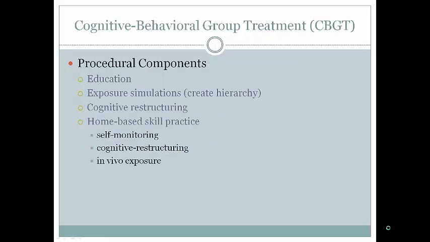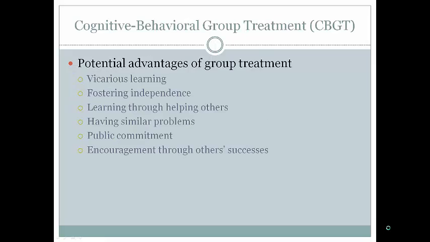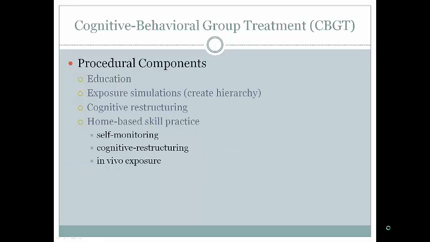So in terms of the procedural components, there's an educational component, which in many CBT-based groups is a psychoeducation component where you explain the theory behind social anxiety disorder and the treatment and how the treatment is going to work. You then create exposure simulations by creating a hierarchy, so each individual will create their own hierarchy, which is your blog number 4 exercise to do. You then do cognitive restructuring around some of the beliefs that we talked about earlier, like what I say sounds stupid, I'm boring, I'm going to make a fool of myself.